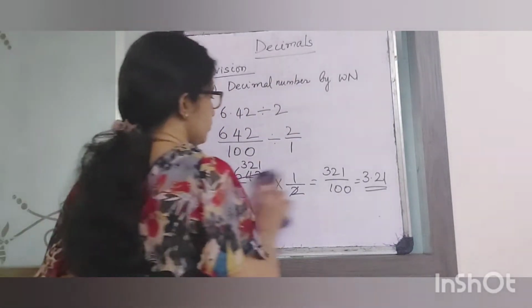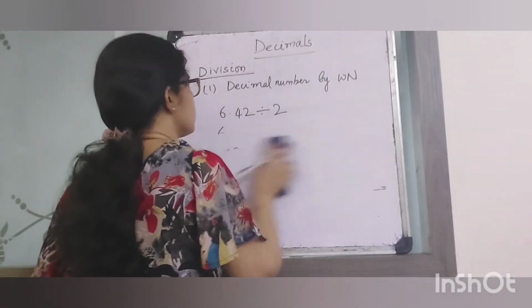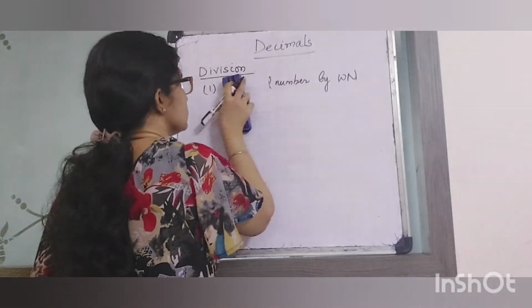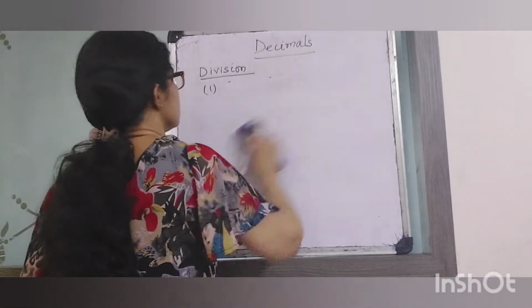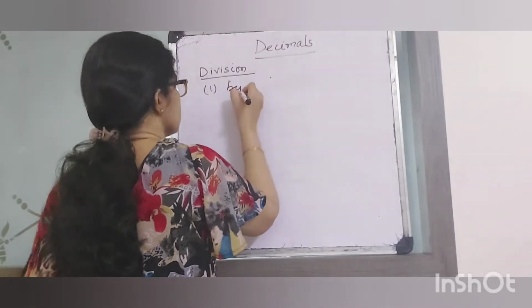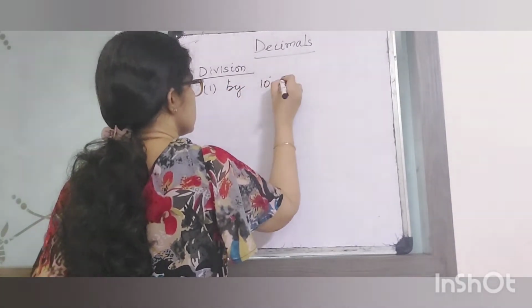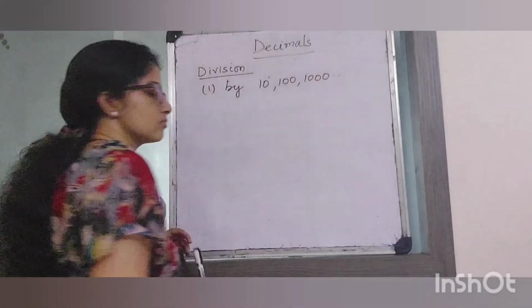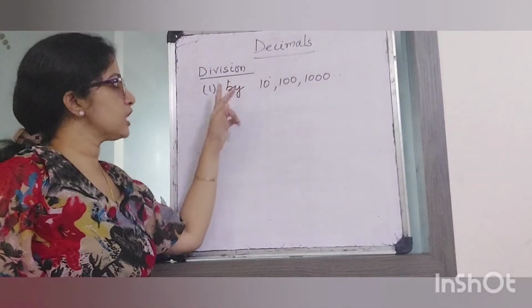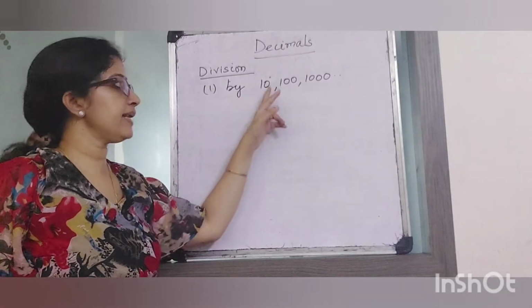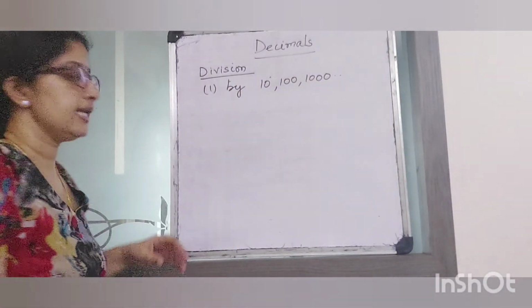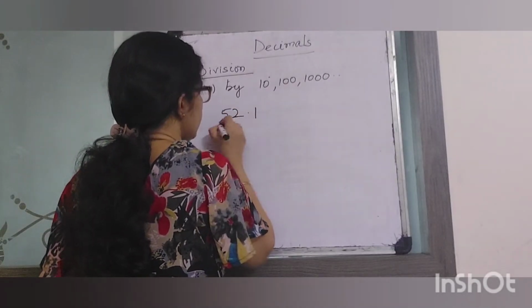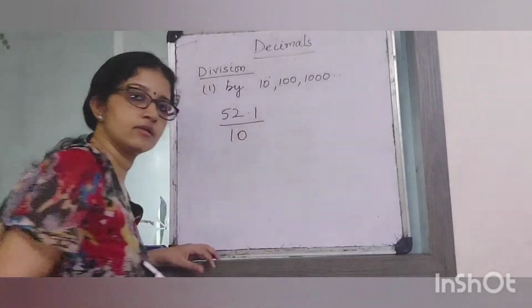Okay? Now, division of a decimal number by 10, 100, 1000, etc. Let's take an example. 52.1 divided by 10. Okay.